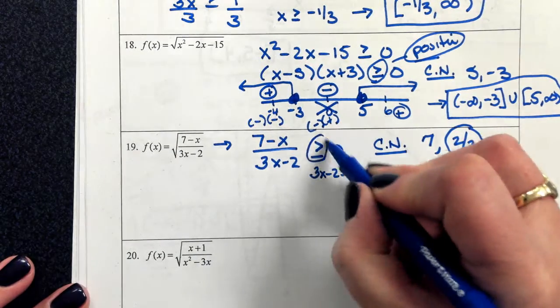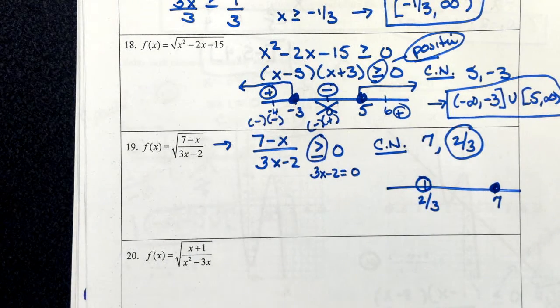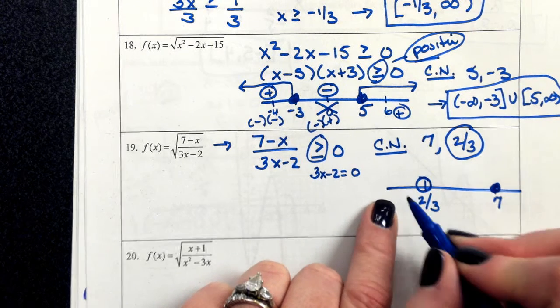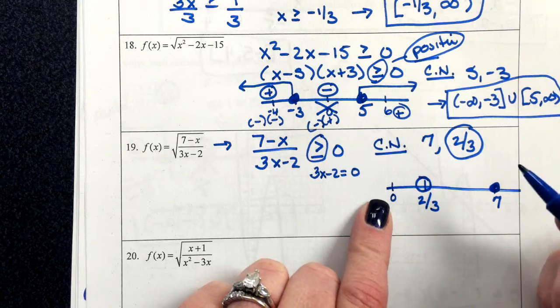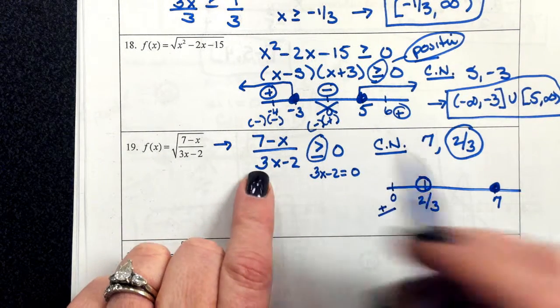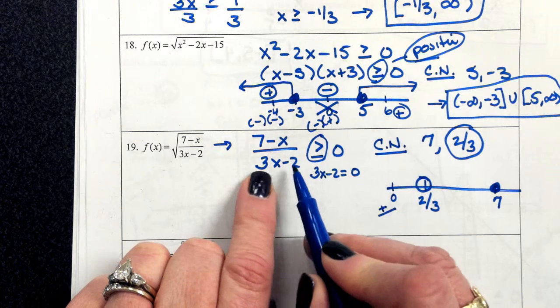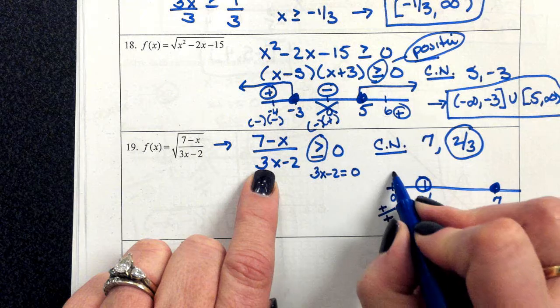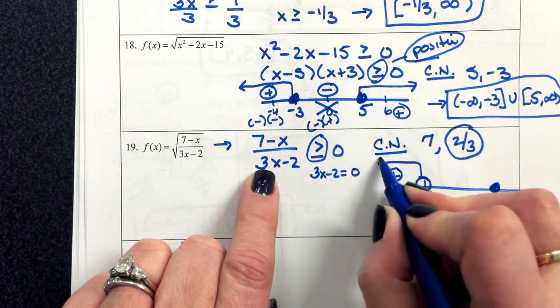Again, I'm looking for positive numbers to be solutions here. So when I pick a number less than 2/3, I'm going to just go ahead and use 0. 7 minus 0 gives me a positive in the numerator. 3 times 0 minus 2 is going to give me a negative in the denominator. So I know that numbers less than 2/3 will give me positive.